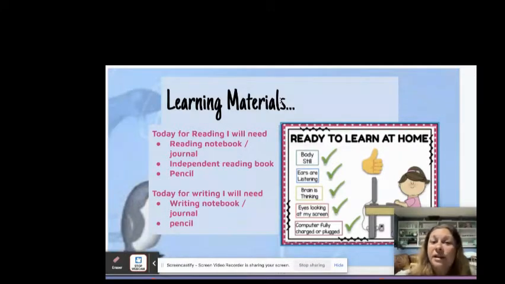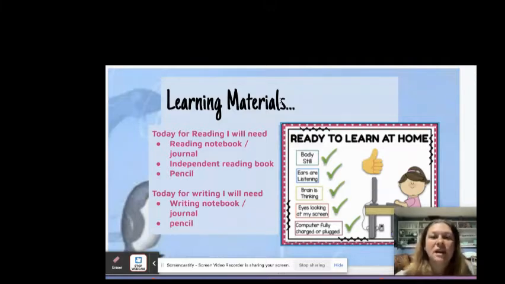Now let's make sure you're ready to learn at home. Is your body still? Are your ears listening? Are your eyes on my screen? Is your brain thinking? And very important, is your Chromebook or computer charged? Is it plugged in? Let's make sure, okay?